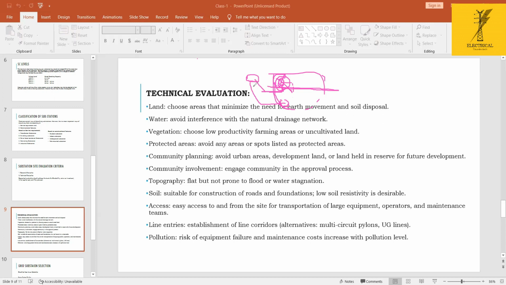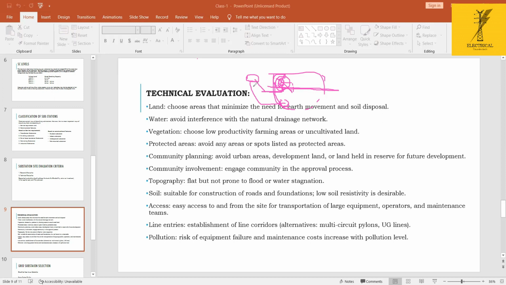And the last one is the pollution. Risk of equipment failure and maintenance cost increase with pollution level. If you are doing this project in coastal areas, there is salinity, salt, and dust that will accumulate on your insulators, and the electric strength of the insulators will be lost. So it creates arc formation between the phase and the ground, the insulator will burst, creating a fault. So try to check the pollution levels in that area too. These are the main important considerations you have to check when you are selecting the substation location.